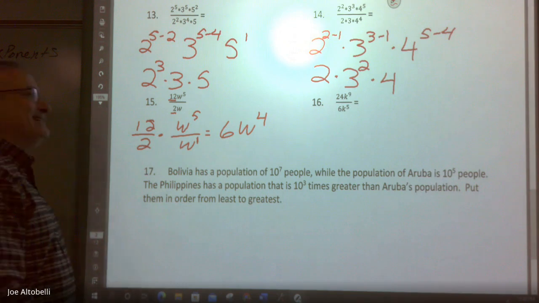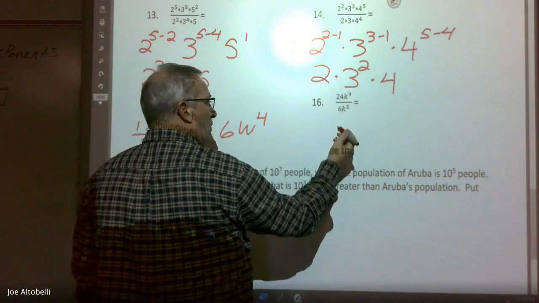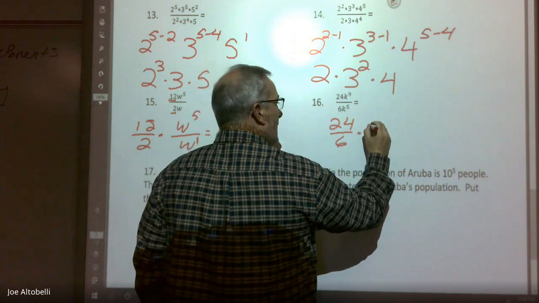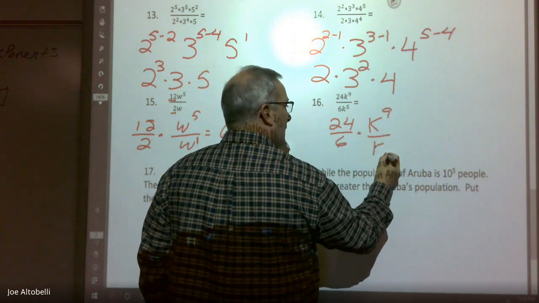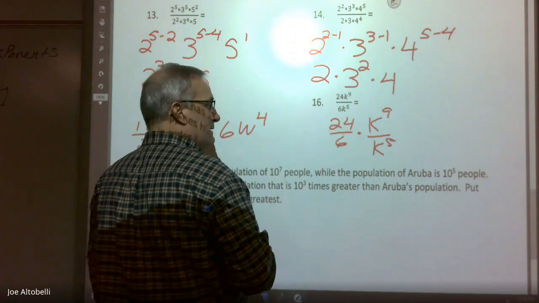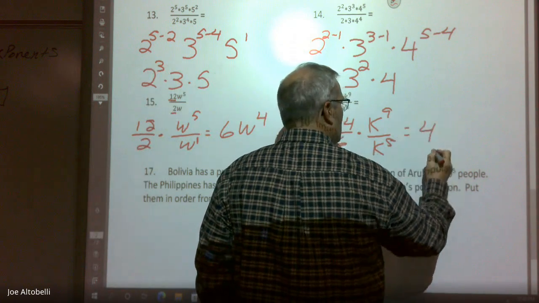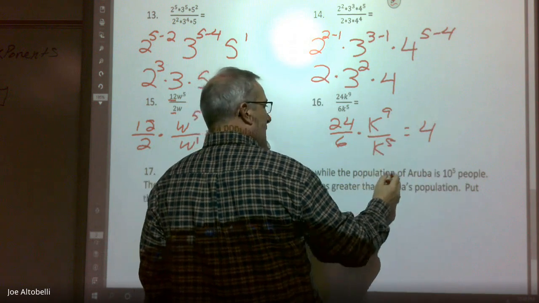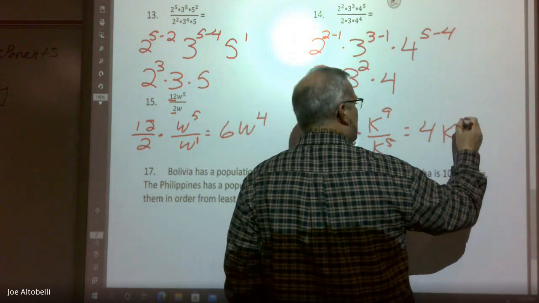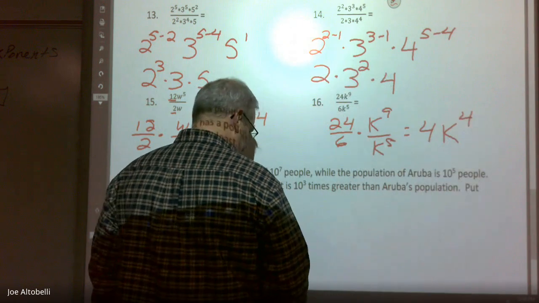Number 16, the 24 and the 6. And then we have k to the 9th and k to the 5th. 24 divided by 6 is 4. And then k to the 9th divided by k to the 5th is k to the 9 minus 5, so k to the 4th.